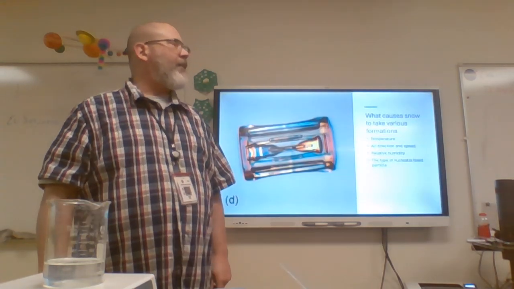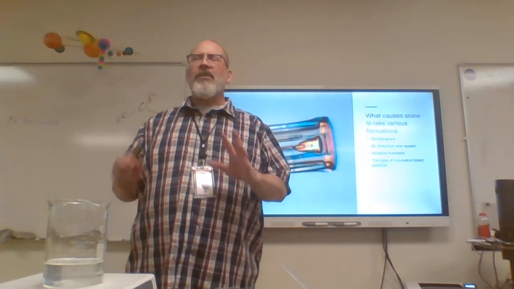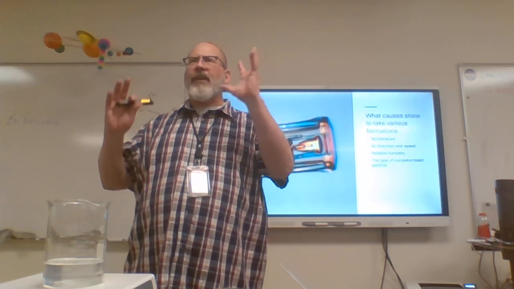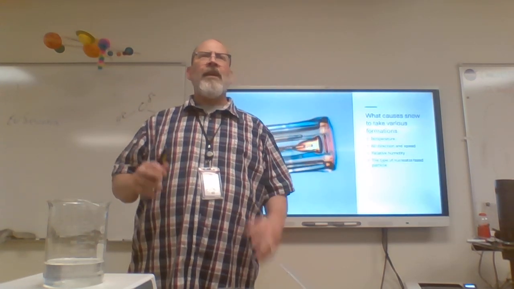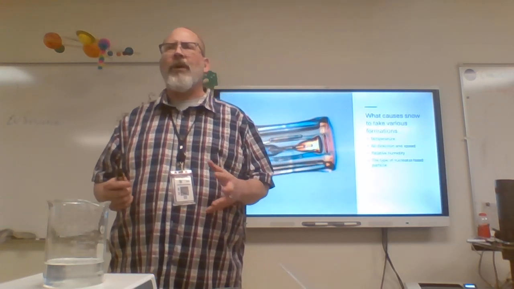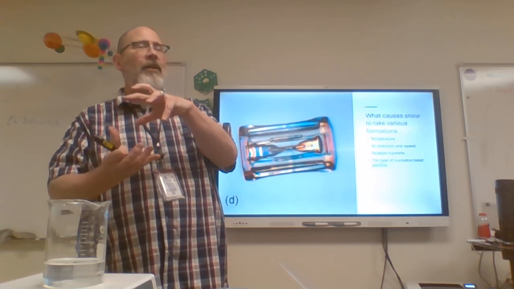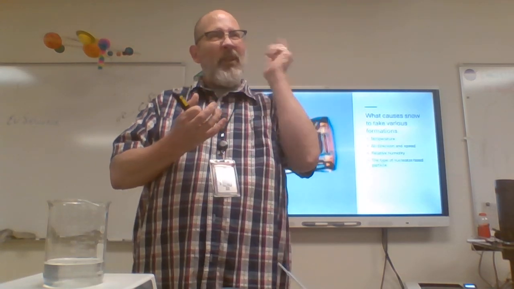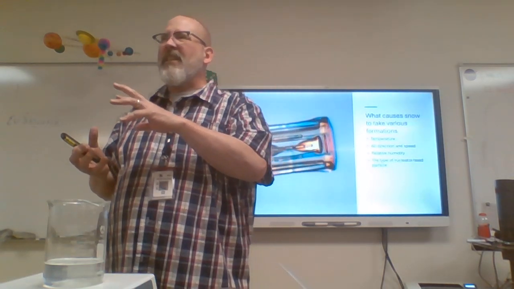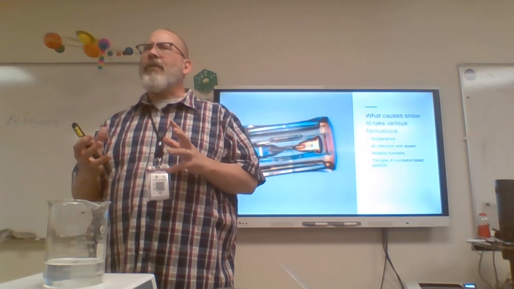What causes snow to take various formations? There's a bunch of different things that go into all the different kinds of snow that we've seen before. Temperature is one of them. The air movement is another one. The type of what's called a nucleator, which is the seed, the thing that it starts with, which we'll talk a little bit more about in just a bit. And then also the moisture.